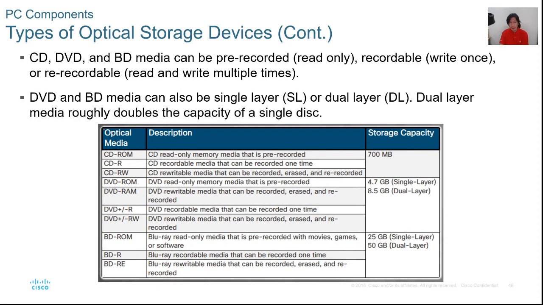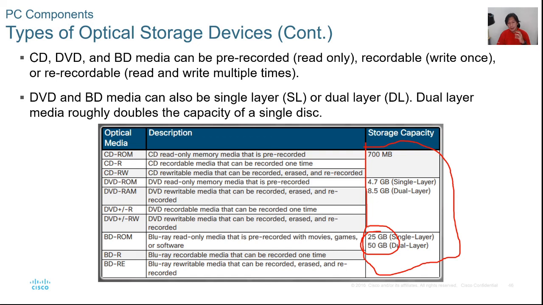So how do they differ from one another? In terms of capacity is one big difference, from CD, compact disc, up to DVD and Blu-ray. Blu-ray has higher capacity in a single layer or a dual layer. Dual layer means there is data from the top of the disk and there's data at the bottom of the disk. So there are different types of optical media.